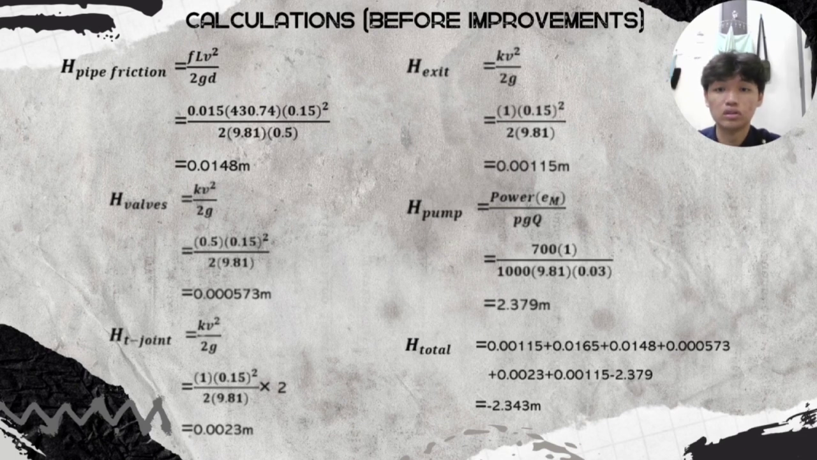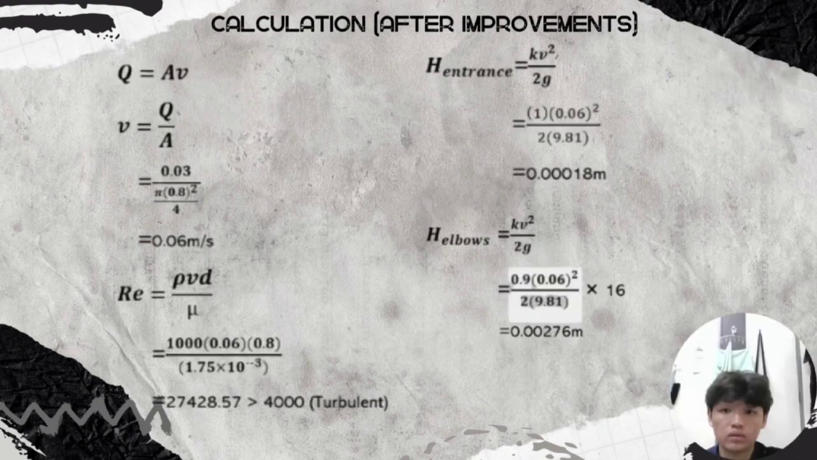So total loss is sum of the total head loss. So equal to negative 2.343 meter. So calculation after improvement, we use diameter 0.8 meter. So for the same, we find the velocity first. Velocity equal to Q flow rate divided by area. So flow rate is 0.03 divide pi 0.8 squared over 4. So we get the velocity is 0.06 meter per second.